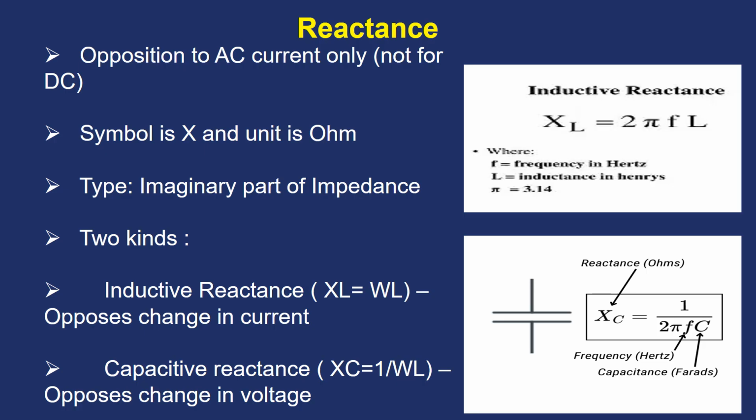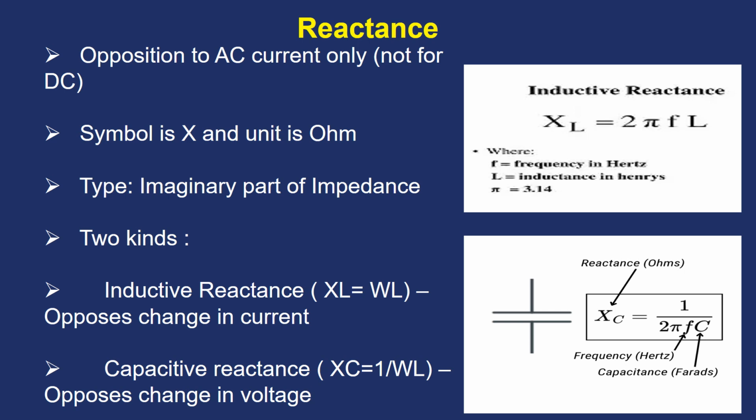It has two kinds. The reactance may be inductive, whose formula is XL. X is reactance, L denotes the inductive, and XL is omega L. Omega is equal to 2 pi f, so XL is 2 pi f L. From here, if we talk about DC circuits, there the frequency is 0. So putting f equal to 0, XL is equal to 0. So for DC circuits, XL will be 0. So this inductive reactance will not be applicable to DC circuits.